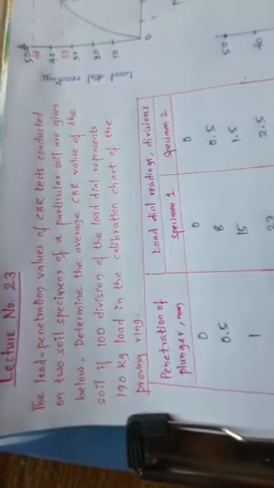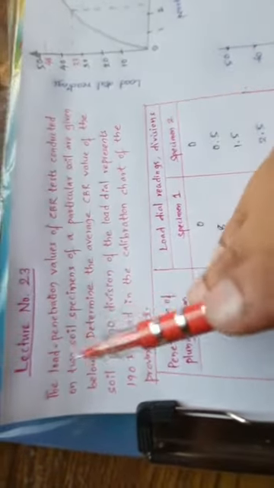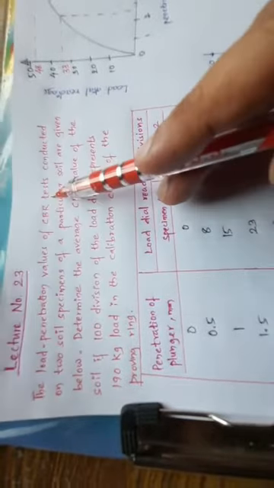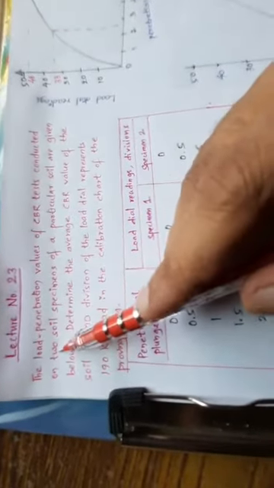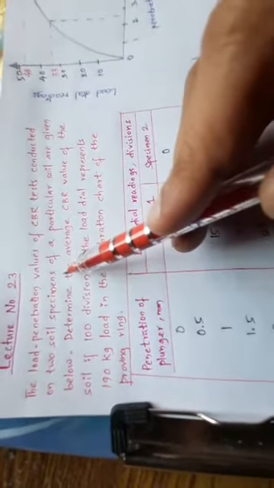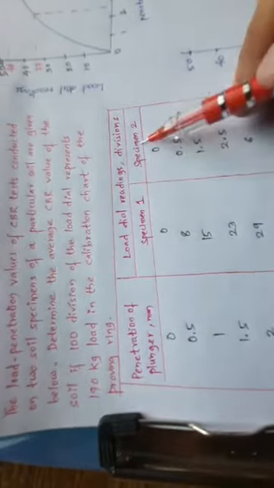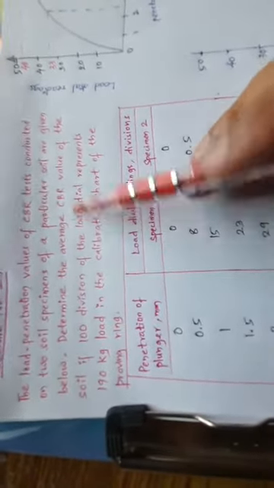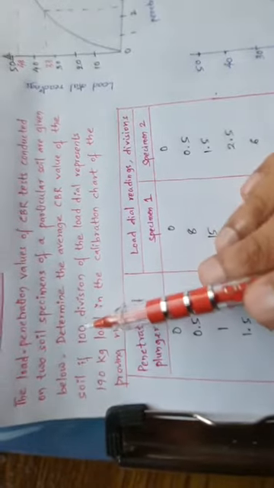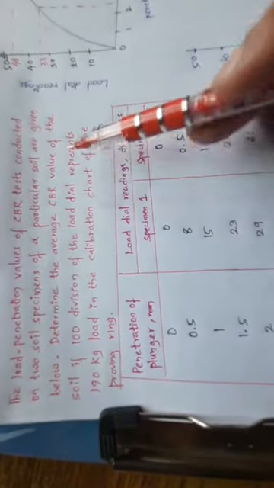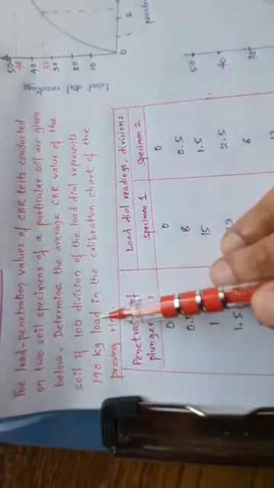Today we will see lecture number 12, that is a problem on CBR. So here is the question. The load penetration values of a CBR test conducted on two sample specimens of a particular soil are given below. So these are the two specimens, specimen 1 and specimen 2. These are two different soils. Determine the average CBR value of the soil if 100 divisions of the load dial represent 190 kg load.